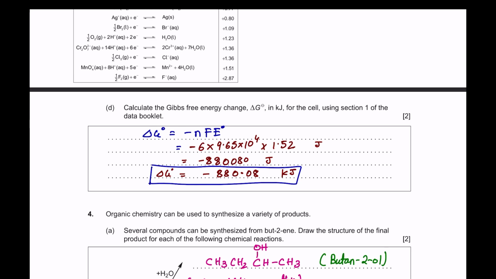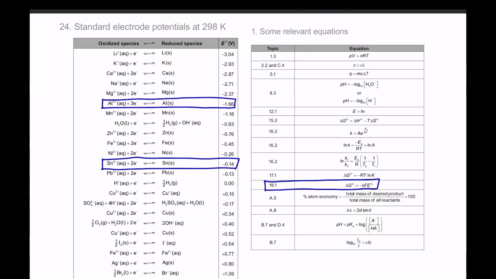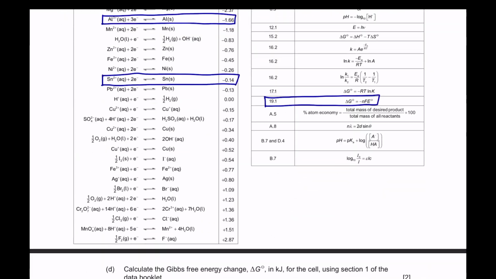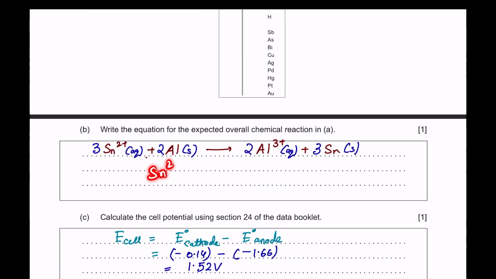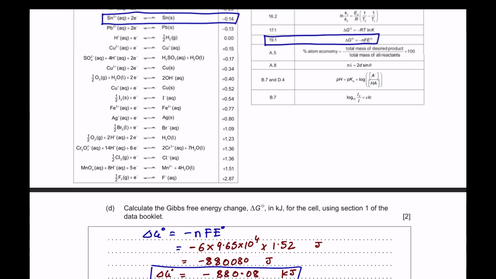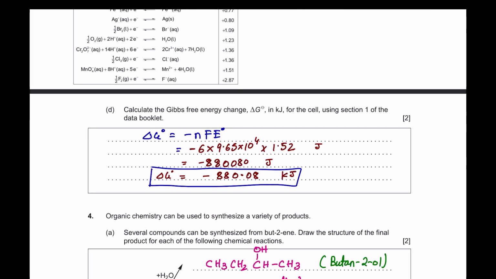Next, we have to calculate Gibbs free energy using section 1. Section 1 basically gives you this formula, delta G is minus n F E naught. So just plug in the values. n is the total number of electrons that you cancelled in the balanced reaction. In this case, if you remember, we had Sn2+ plus 2 electrons gives you Sn, but we multiplied this equation by 3. So this becomes 6 electrons. So n is 6 in this case. This is the total number of electrons that you cancelled on both sides for a balanced chemical reaction.